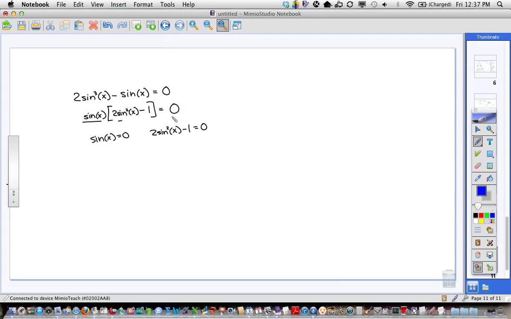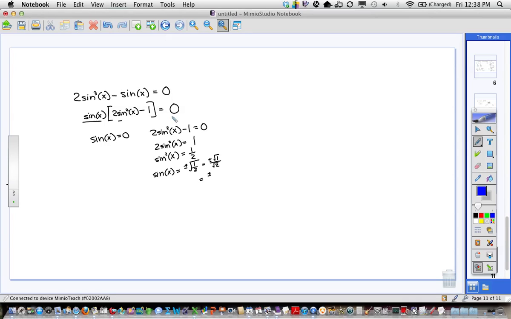So that one will leave. Here we'll add 1 to both sides. We'll divide by 2. We'll take the square root of both sides, of course remembering that anytime you take a square root, you have to do plus or minus. Now, what's another name for square root of 1/2? It's square root of 2 over 2. Now, the reason for that is because we can take the square root of the top and the square root of the bottom.